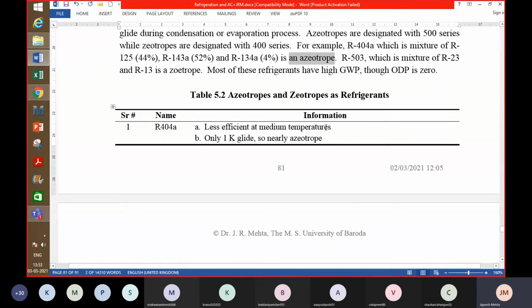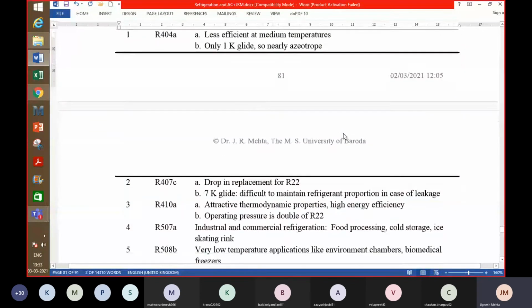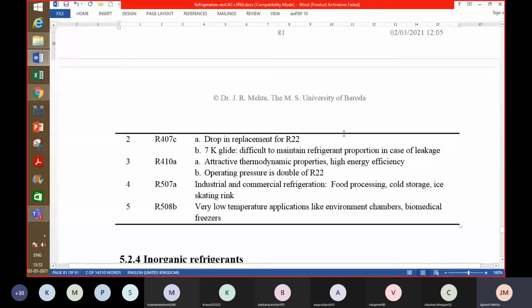R404A is less efficient at medium temperatures. Only 1 degree Celsius glide is there, so it's nearly azeotropic. R407C is a drop-in replacement for R22. It means if you don't want to use R22, then in the same equipment you can charge it with R407C and use it. But the glide here is high and it is difficult to maintain refrigerant proportions in case of leakage.